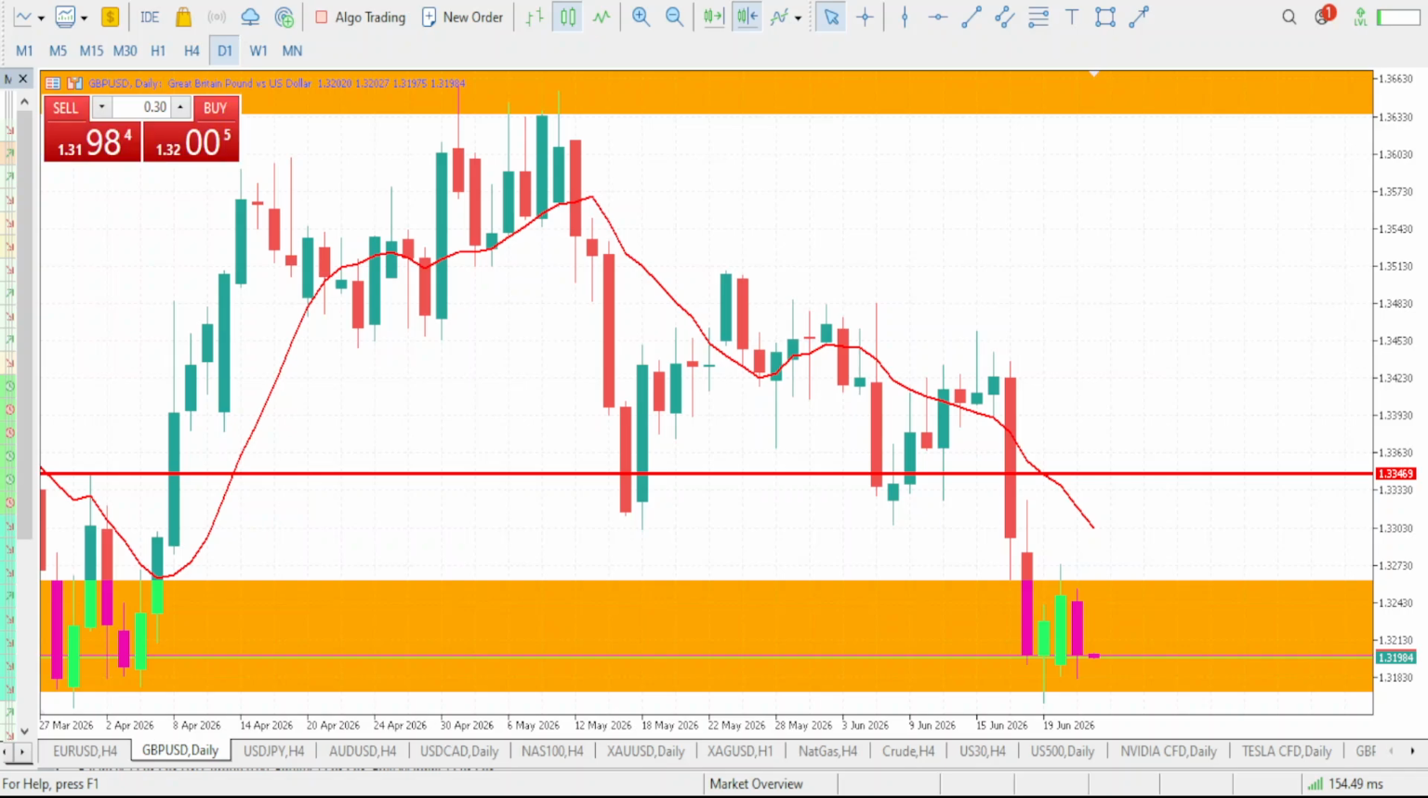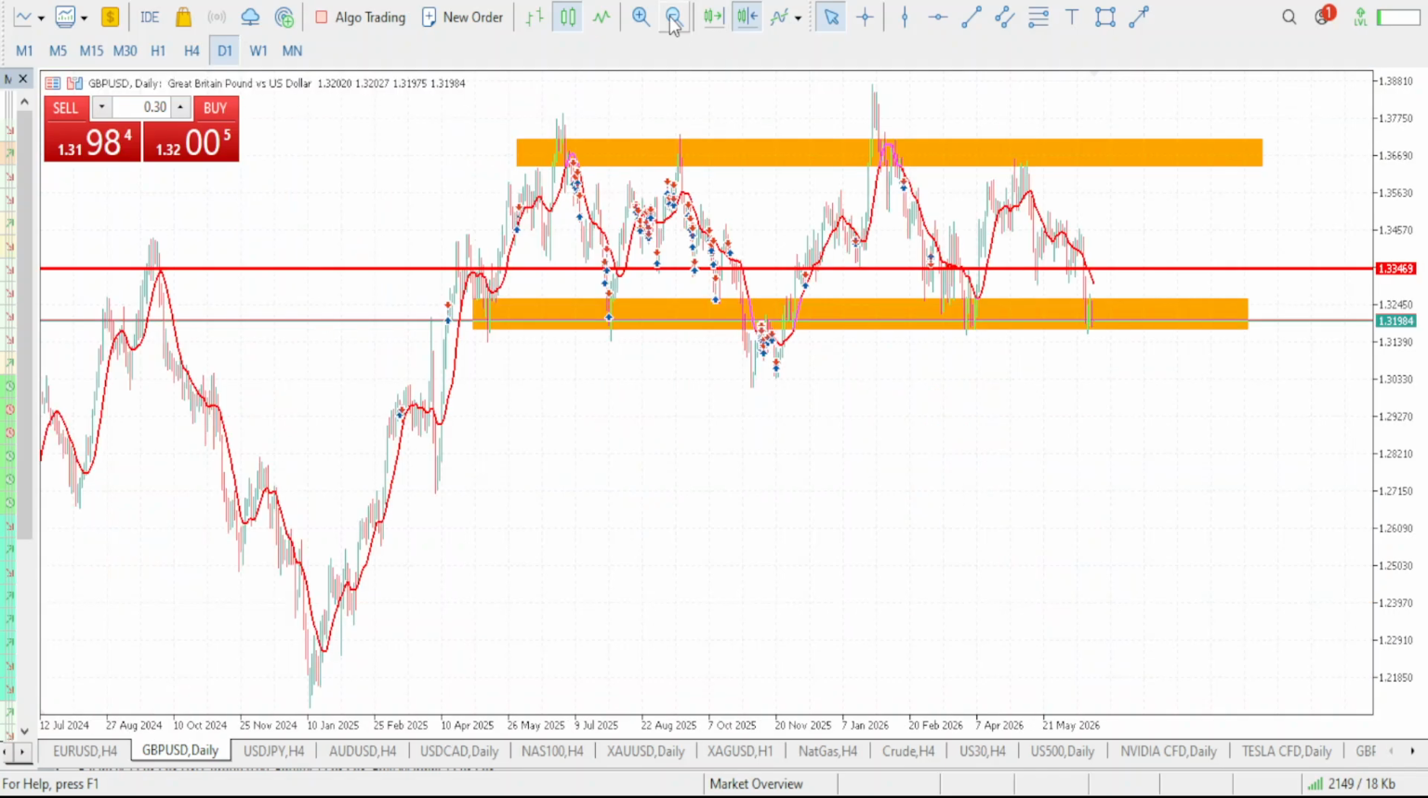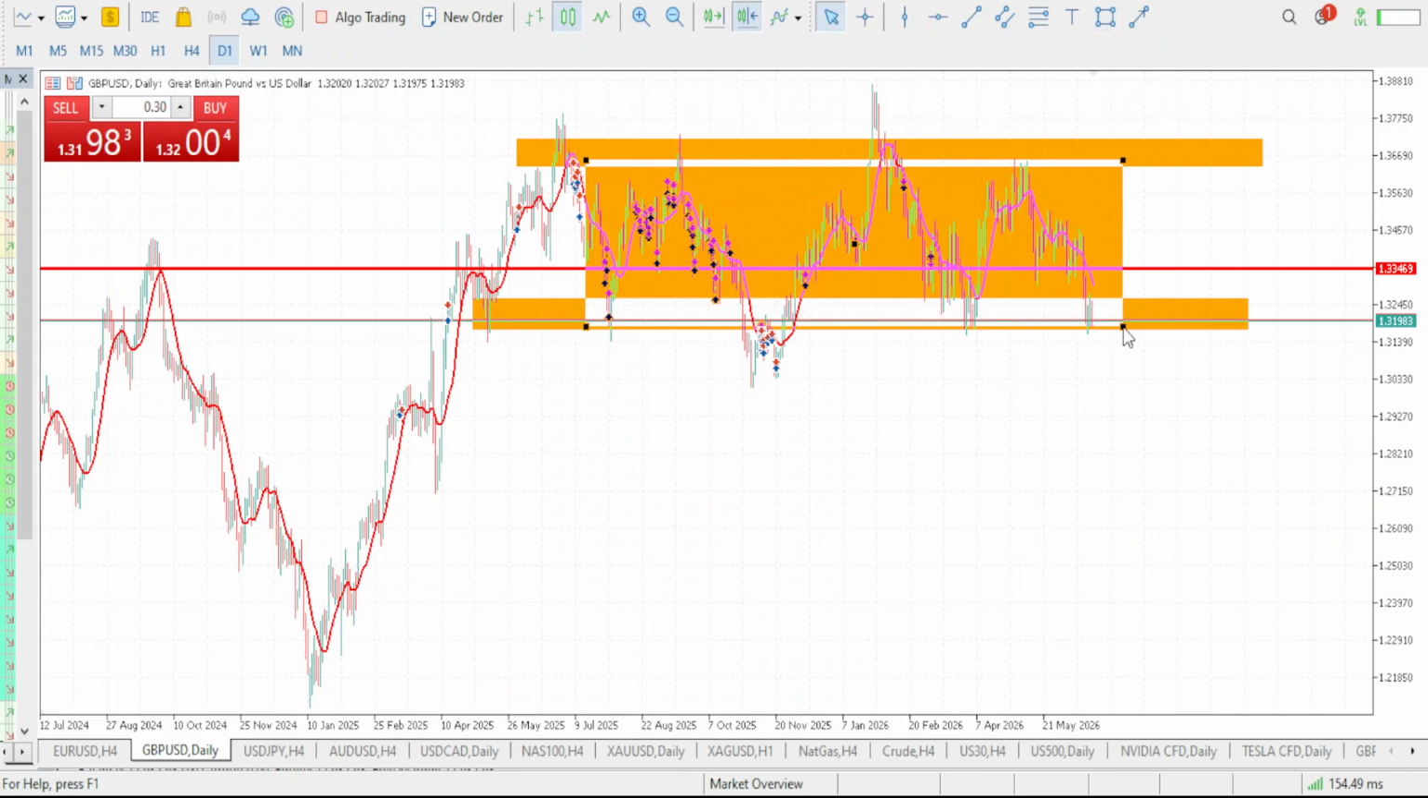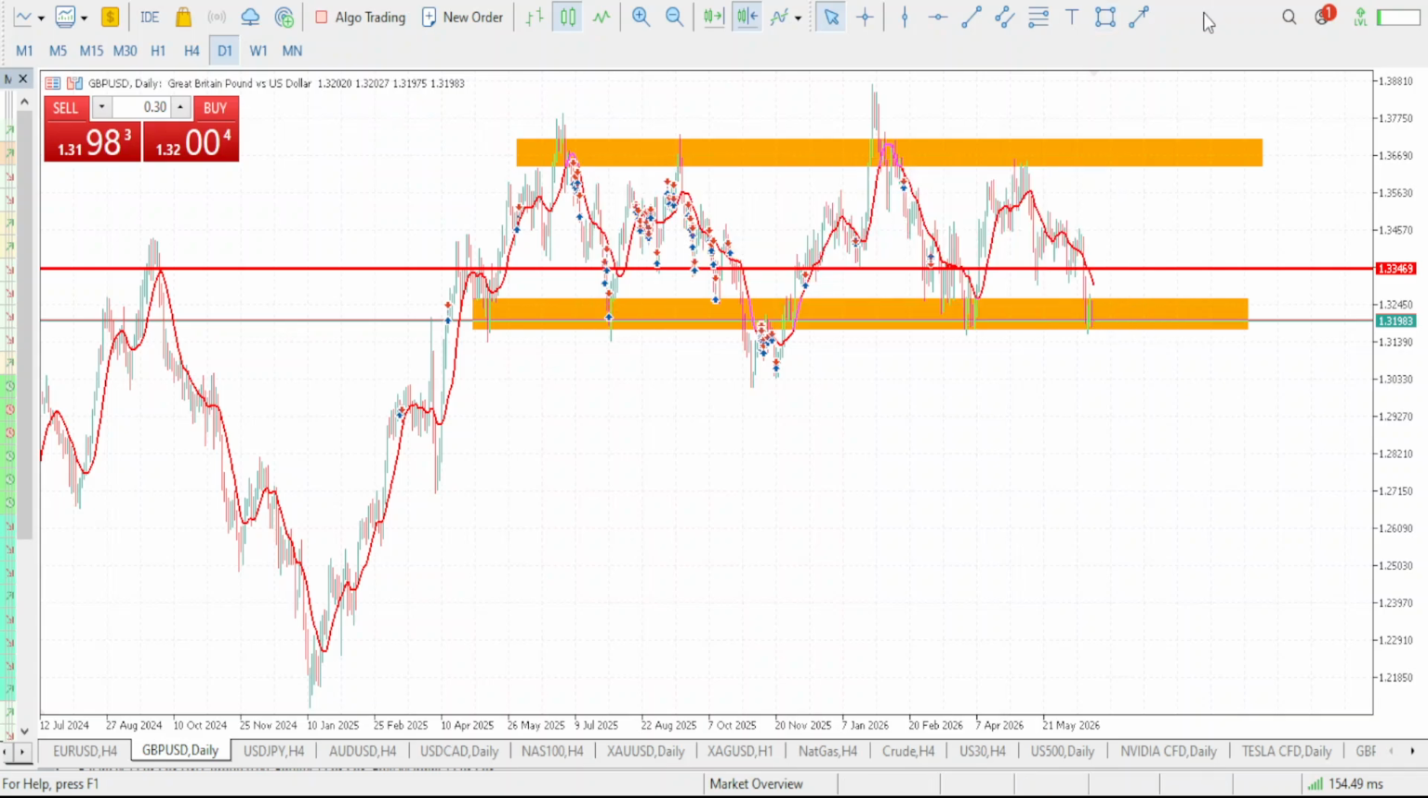Now let's take a look at what we are going to be expecting for the day on our GBP USD. So let's see what GBP USD will be giving us for the day. First thing, let's start with the trend. If you take a look at this GBP USD right here, you can clearly see that we are in a ranging market move. The market is very much ranging.